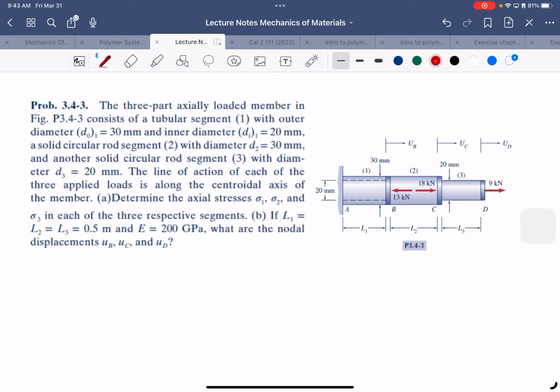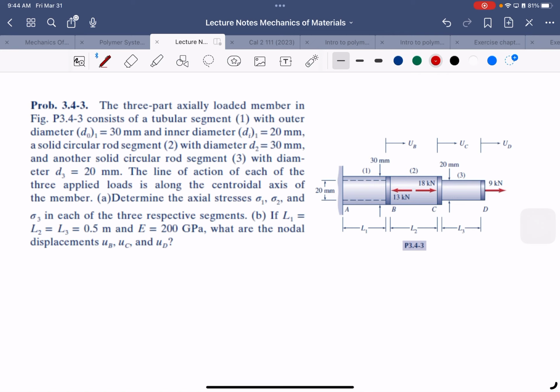The second one, you want to find the displacement, right? But to find the displacement, you need to find how much each member elongated. But remember, when you take this elongation, perhaps you need to add some elongation for the displacement.